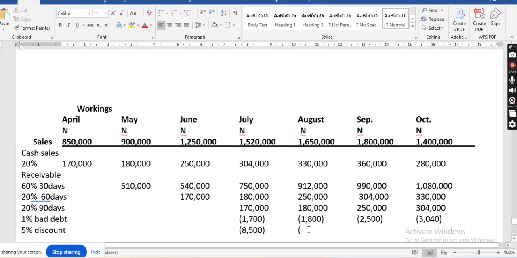So what is the 5% of 180? 9,000. So what is the 5%? 12,500. So what is the 5% of 304? 15,200.